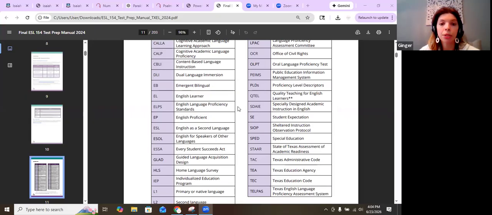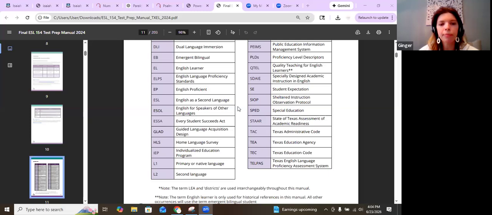ESL stands for English as a Second Language. ESOL stands for English for Speakers of Other Languages. ESSA stands for Every Student Succeeds Act. GLAD stands for Guided Language Acquisition Design.